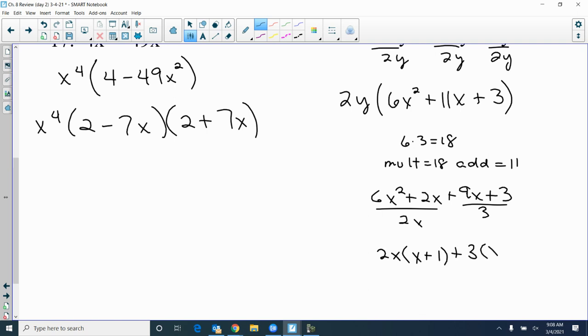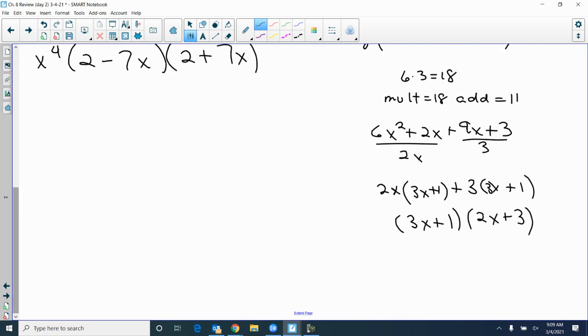3 times, oh, hold on, that's not x plus 1, it's actually what? 3x plus 1. And then that's 3x plus 1. So I should have 3x plus 1 times 2x plus 3. And then don't forget, that wouldn't be correct, because what do I have to have out in front? 2y. Good. 2y. All right, now you did 19, we did 19, we did 20 yesterday.